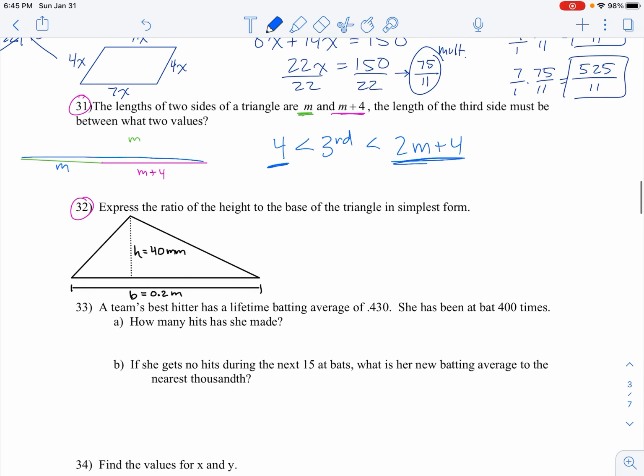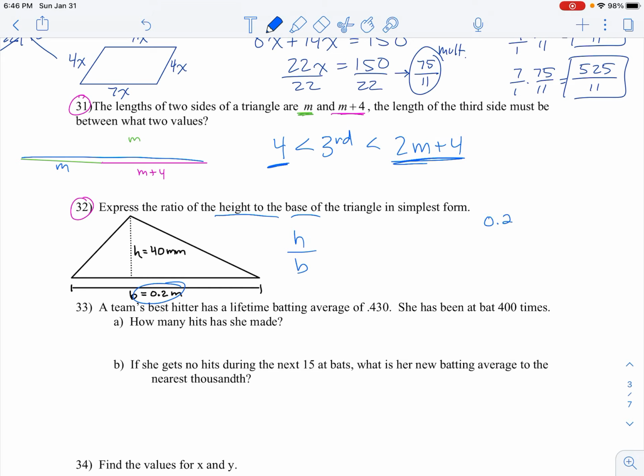All right, and then our ratio here, you want to express the ratio of the height to the base. Well, height to base means I'm going to have h over b. The only problem with this one is that they're not being measured in the same thing, so you have to change them. I probably would, let's change meters into millimeters.